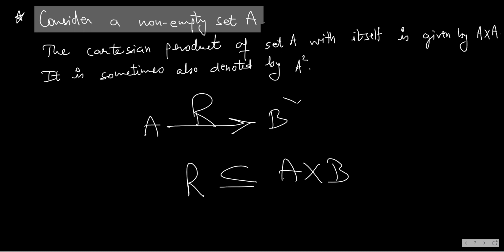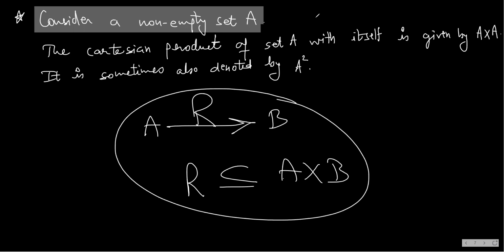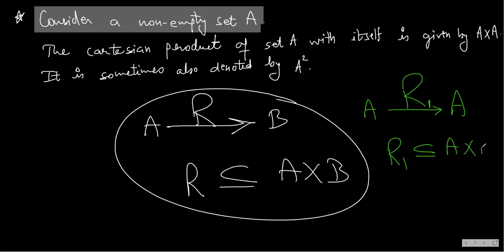Now here what is happening? I have just one single set. So I would be saying a relation from set A to set A. In such a case, the relation which I define is a subset of A cross A. And remember, students, such a relation is known as a binary relation. It is known as a binary relation on A.